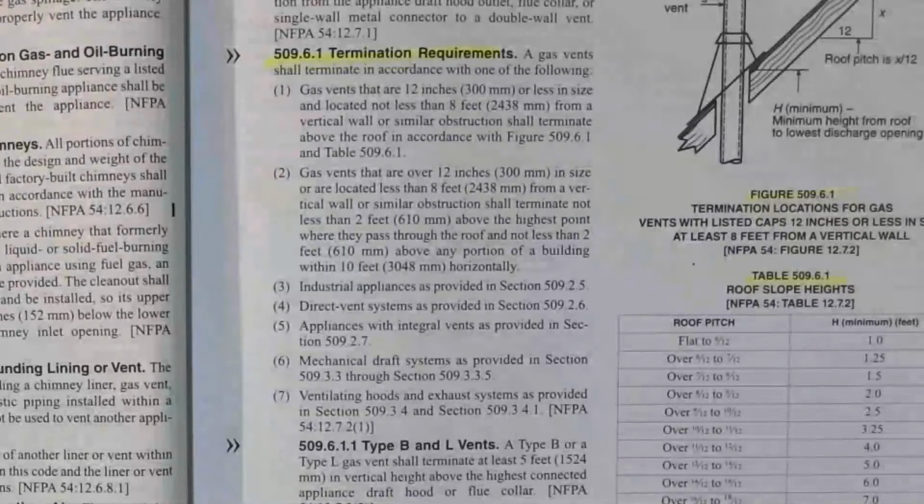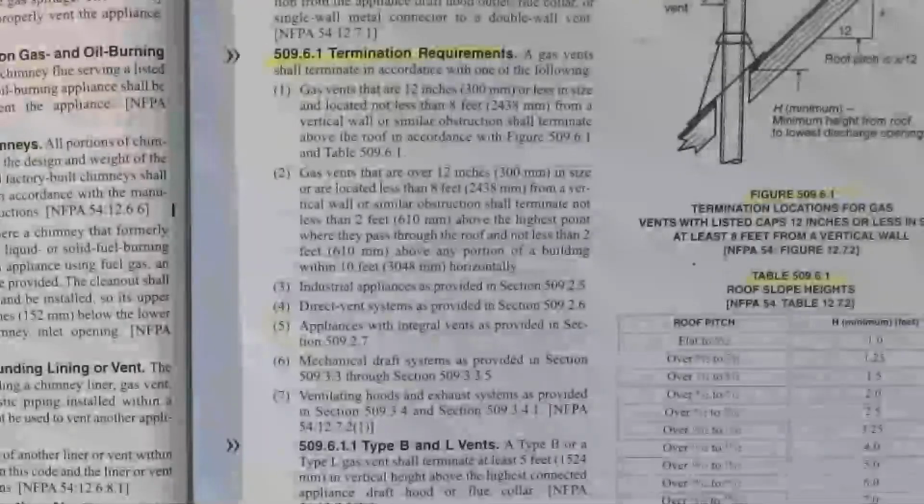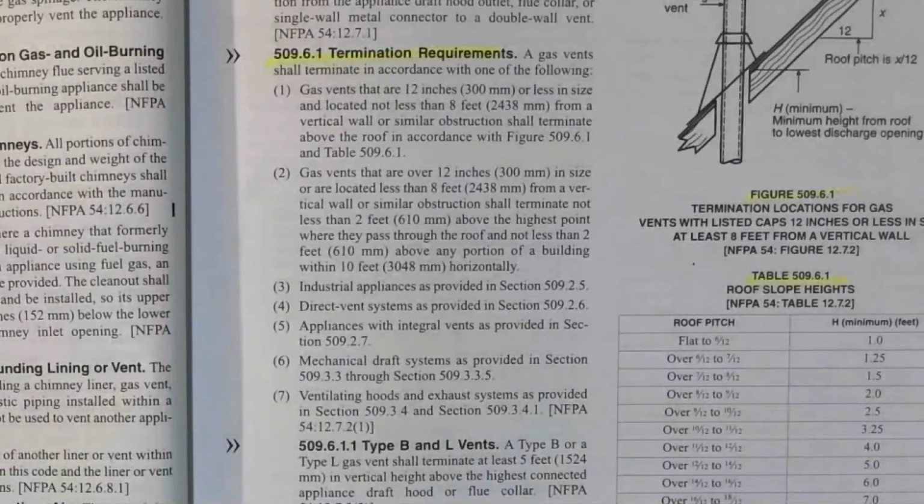Gas vents that are 12 inches in size or are located less than 8 feet from a vertical wall or similar obstruction shall terminate not less than 2 feet above the highest point where they pass through the roof and not less than 2 feet above any portion of a building within 10 feet. So here now you have a situation where you're terminating less than 8 feet from a vertical wall, then you have to take that thing up at least 2 feet.